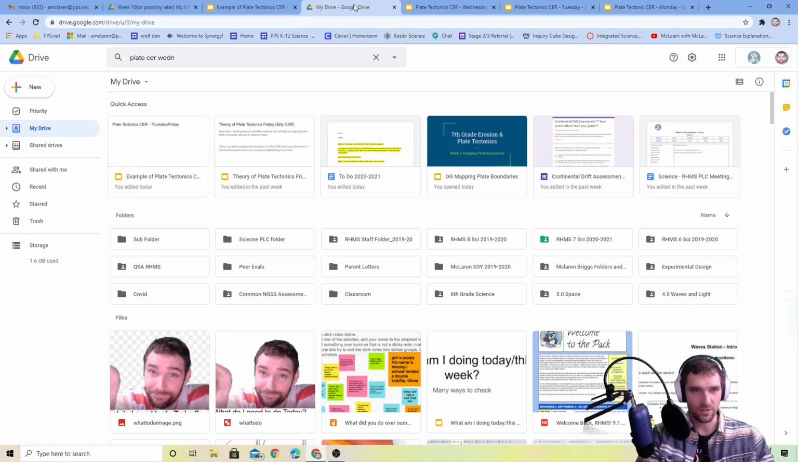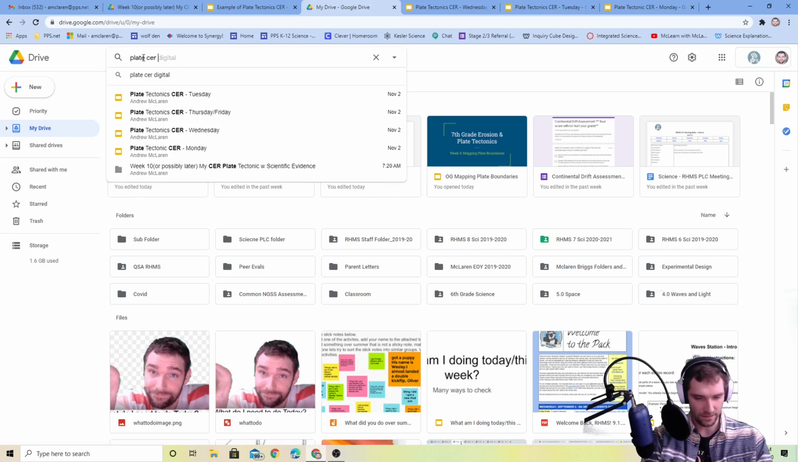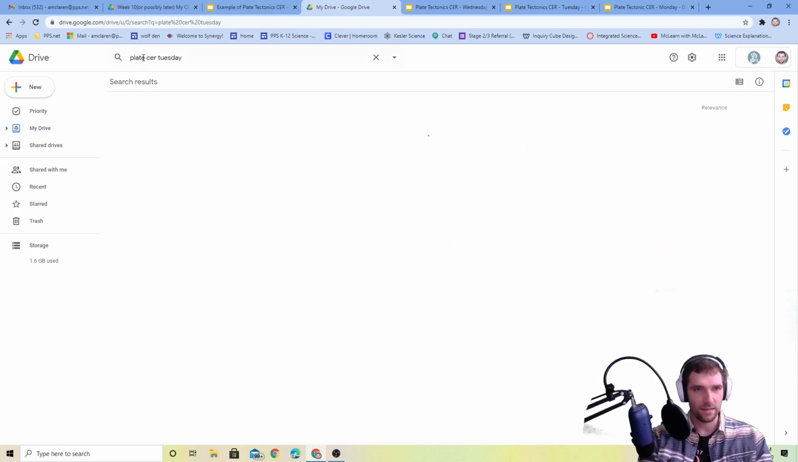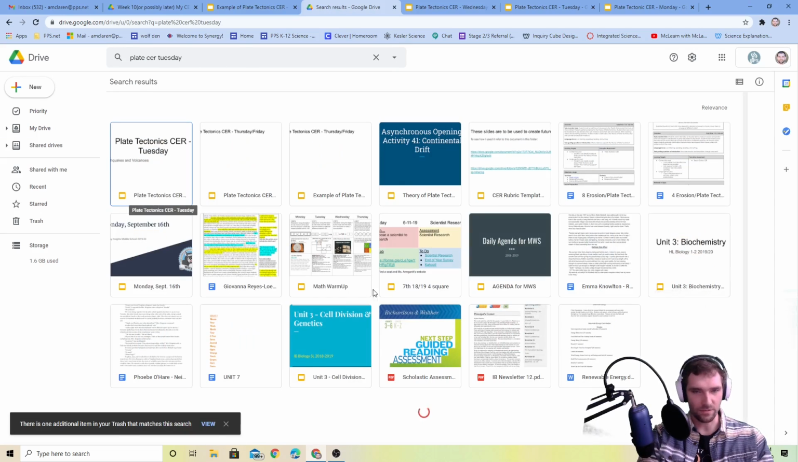So if you go to your drive, just to review, you need to be typing in the search bar. As you're typing in, it might pop up underneath. As you keep on typing out, you can hit enter though, and it should search it. So if I did like plate CER Tuesday, and then hit enter, it will give you a search of things that are related, but usually the first thing is what you're looking for. You do need to be a little bit careful.